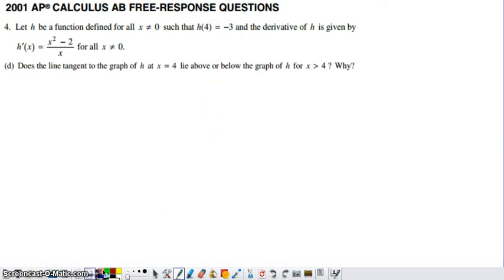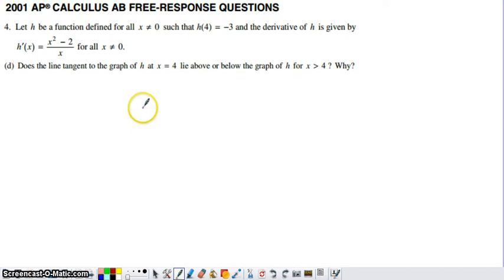In the last part of this, we're asked a question about the tangent line that we just found. Does the line tangent to the graph of h at 4 lie above or below the graph for x's that are bigger than 4? And then it wants us to try to figure out why. Haven't really done anything quite like this yet. Let's think about what we know here.